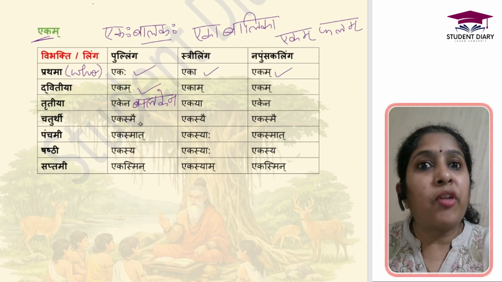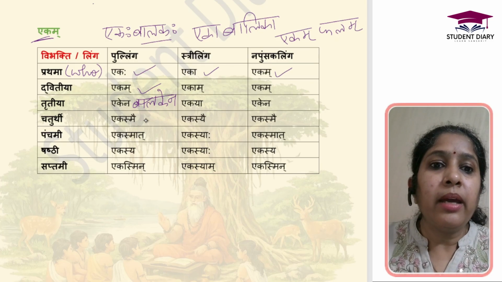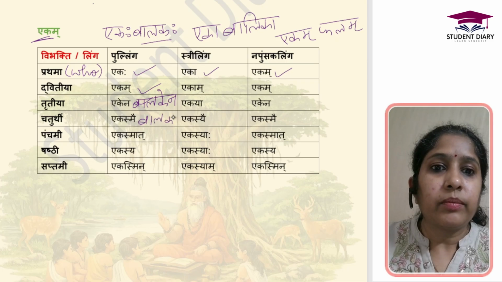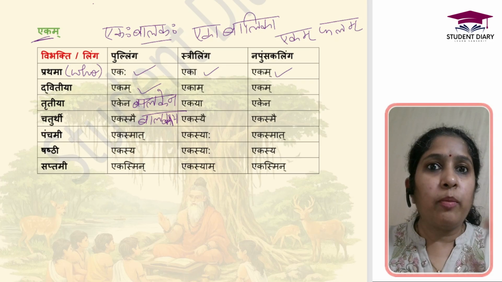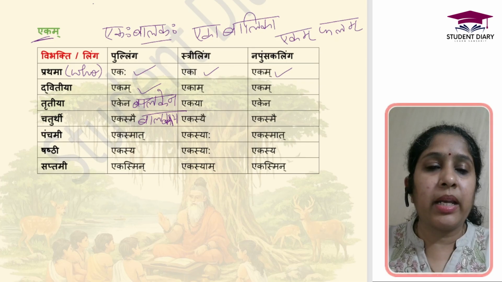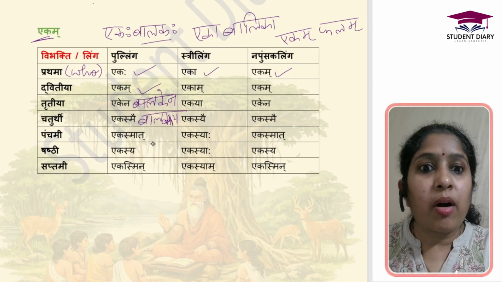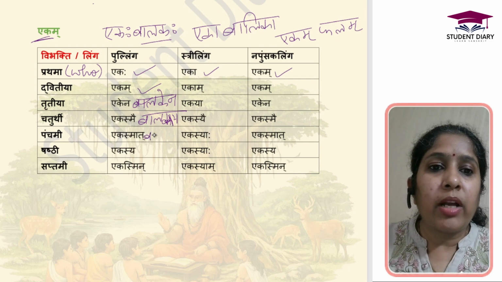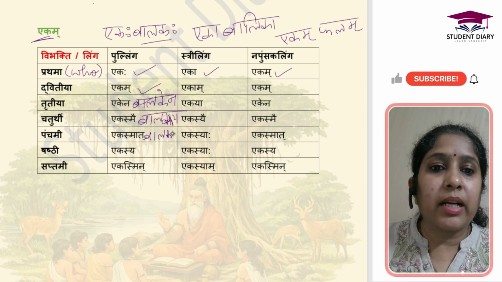If you want to say for one boy, it will be ekasmai balakaya. Correct? Chaturthi vibhakti of balak we will be using. I hope everyone has learned the Shabdroops, at least the balak Shabdroop everyone knows by now. That was the first Shabdroop which we did. Ekasmat means from one. So it can be from one boy, so it will be ekasmat balakat.